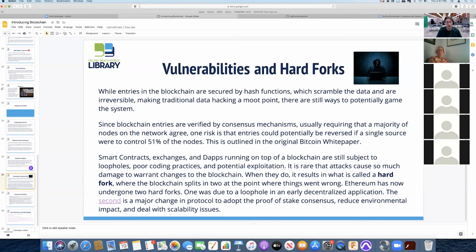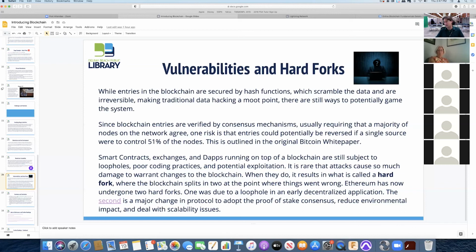Ethereum has now undergone two hard forks. One was due to a loophole in the early decentralized application, the DAO, which again kind of proved decentralized applications were possible. However, it also showed some flaws, and there was quite a bit of money. I think maybe 55 million was stolen out of the Ethereum blockchain because of this error.